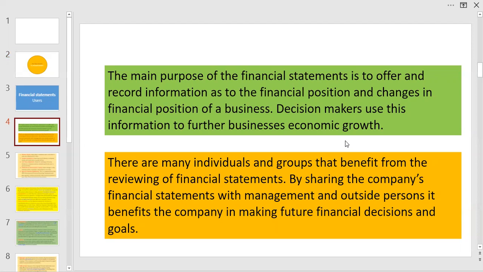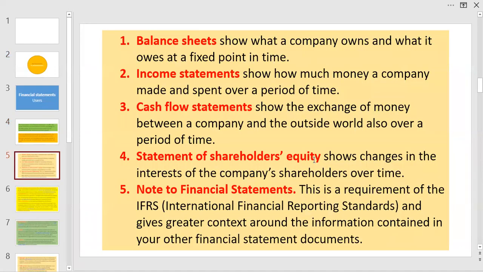There are many individuals and groups that benefit from reviewing financial statements. Some of them are within the organization, some could be outside the organization. Each of them looks at the financial information from a different perspective, and each has a different objective to benefit. Before we move on to the various uses, let's look at what are referred to as financial statements. They are 5 in all.